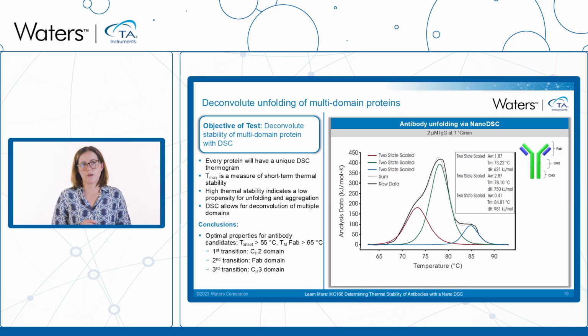For this antibody molecule, the first transition is associated with the CH2 domain and has a T onset of around 66 Celsius. The second transition corresponds to the Fab domain, with a TM of about 78 Celsius. And finally, the CH3 domain unfolds last with a TM of about 85 Celsius. So one could conclude that this antibody meets the minimal thermal stability criteria and could therefore advance on to the next formulation development step.